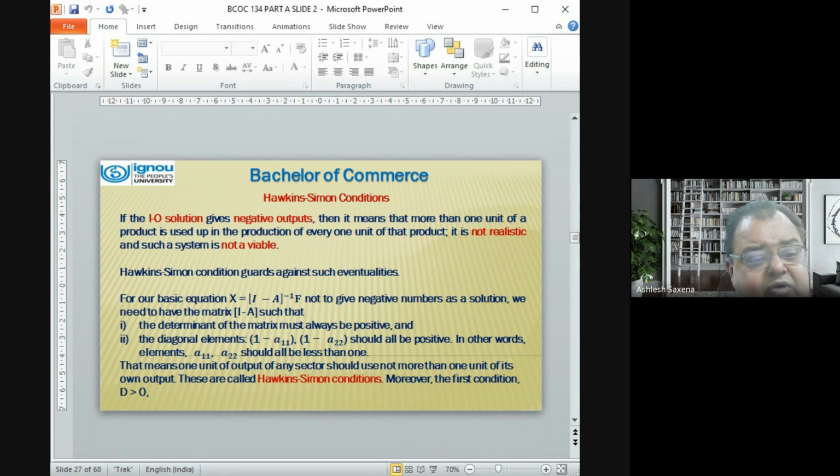Moreover, the first condition should be that the determinant value should be greater than 0.